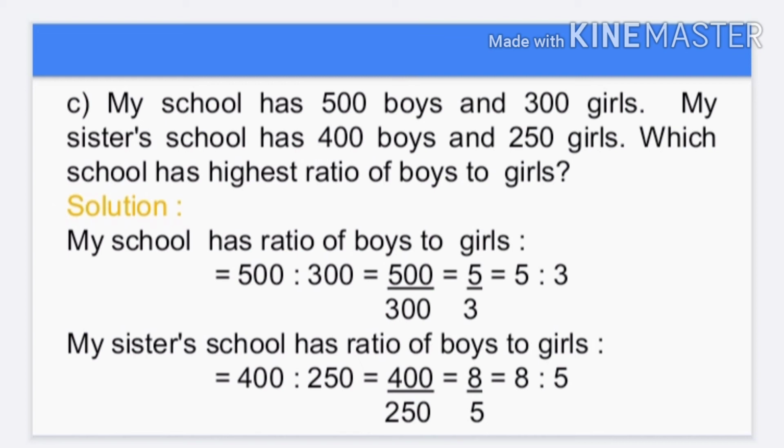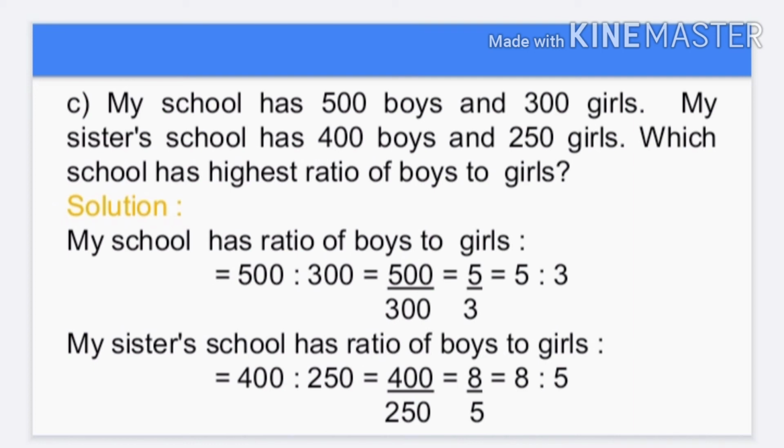Solution. My school has ratio of boys to girls 500 is to 300 equal to 500 divided by 300. Cancel 2 zeros. 5 by 3 equal to 5 is to 3. My sister's school has ratio of boys to girls 400 is to 250 equal to 400 divided by 250. Cancel 1 zero. Equal to 40 by 25, equal to 8 by 5, equal to 8 is to 5.